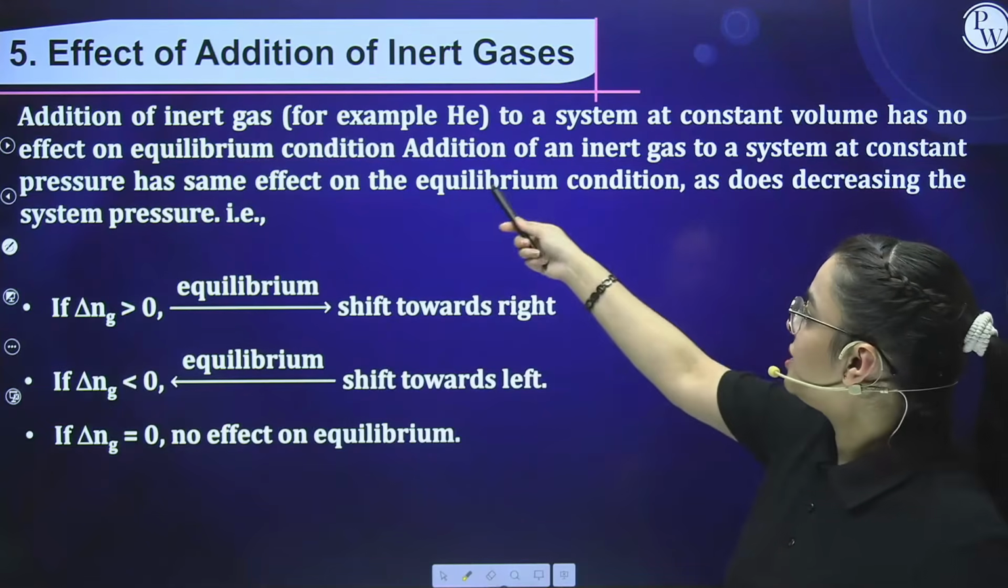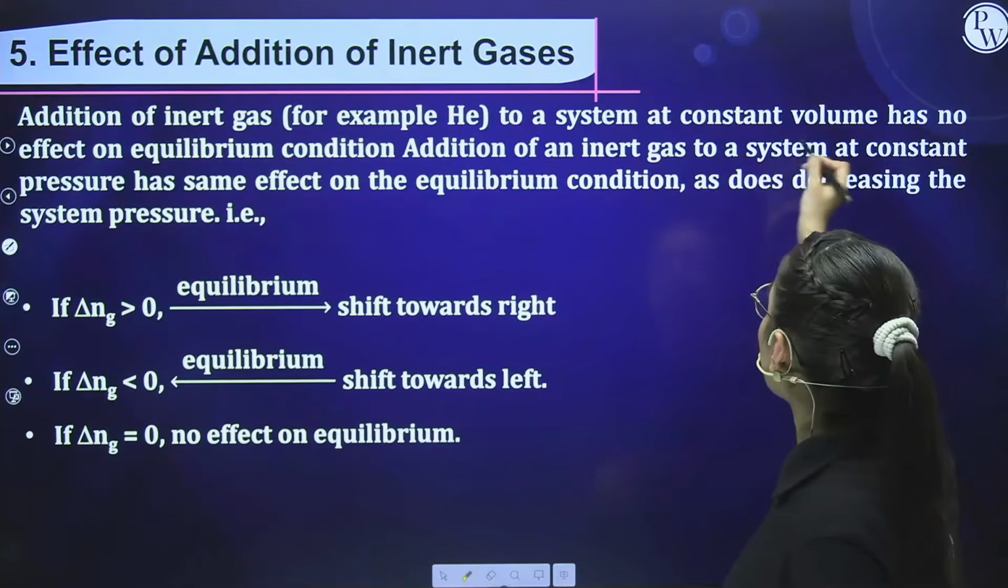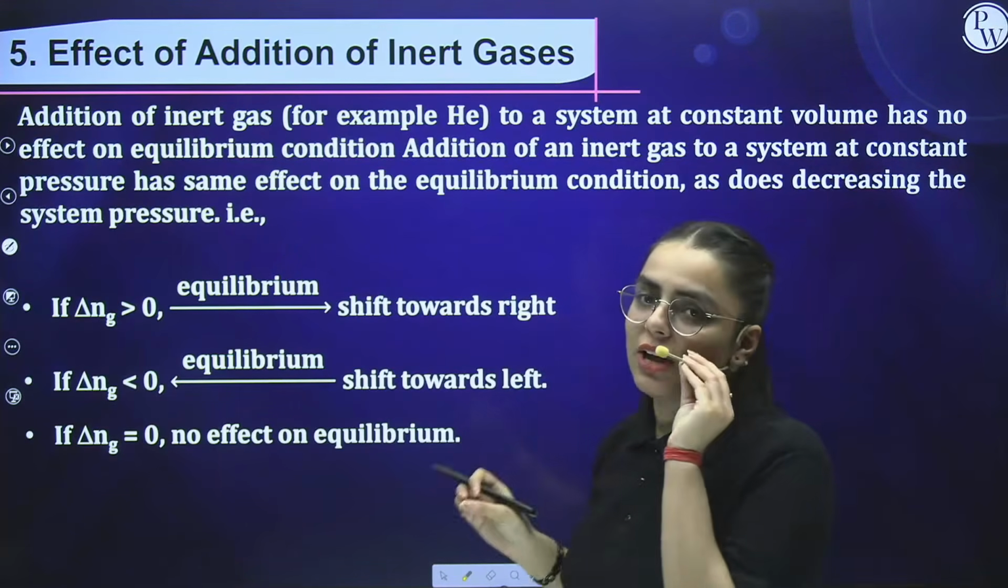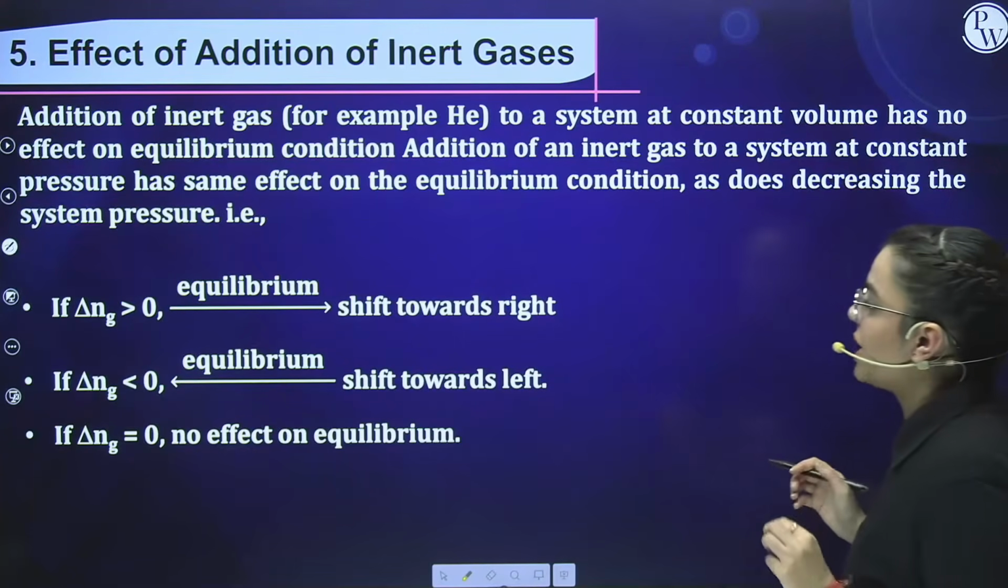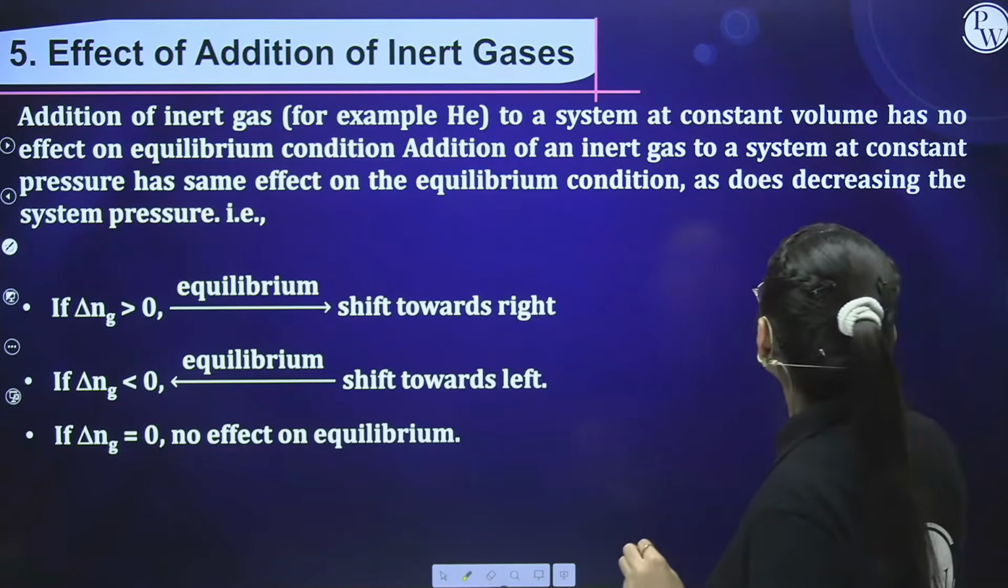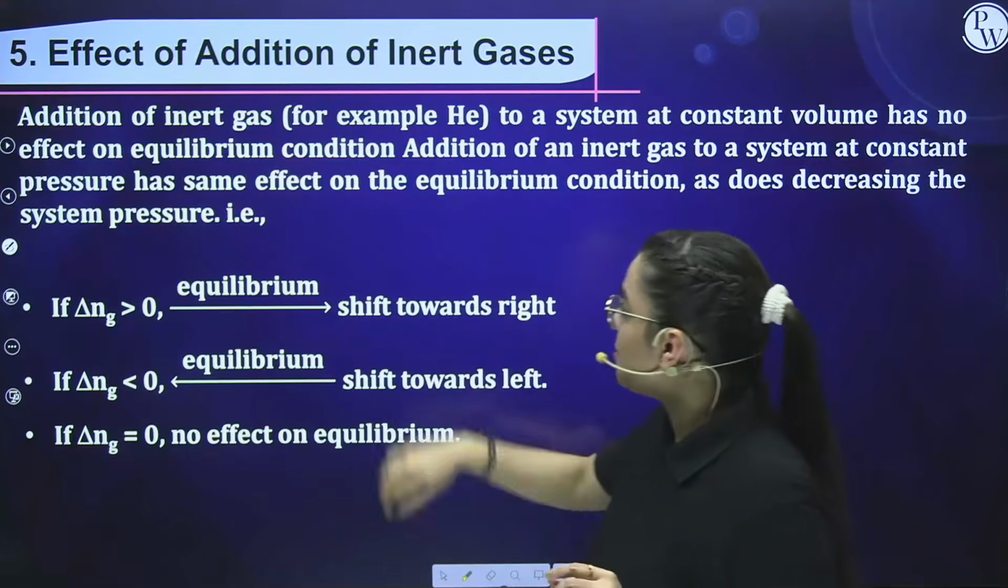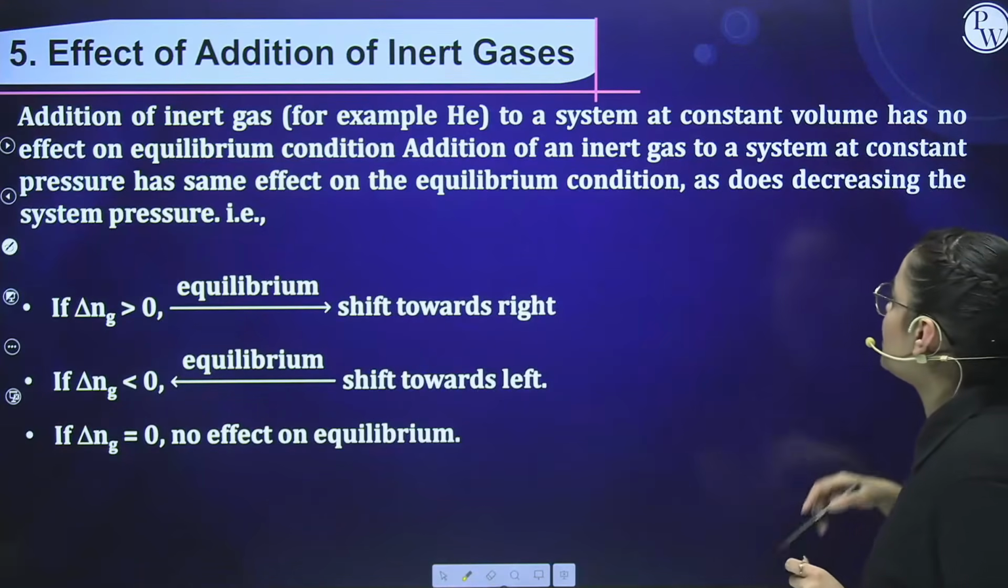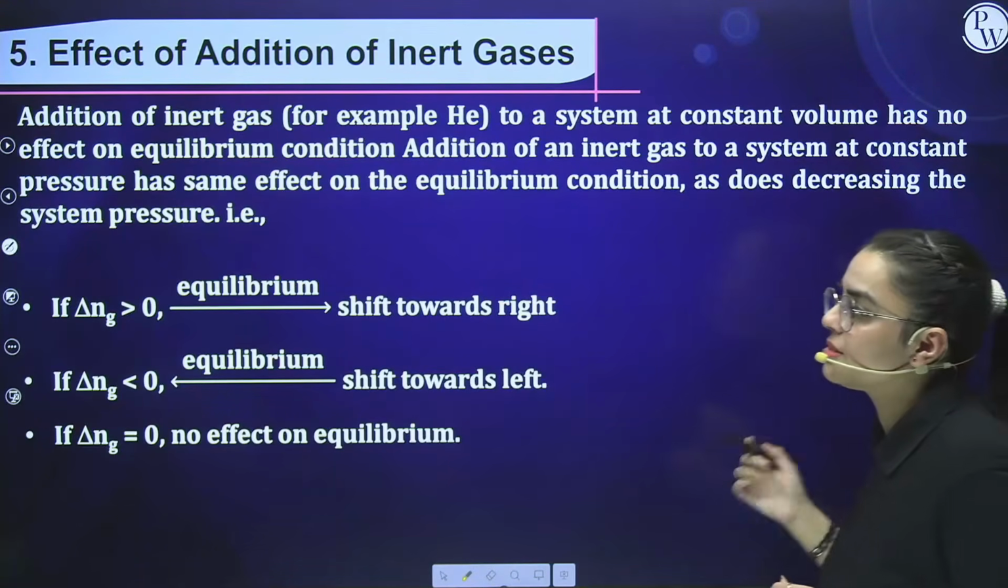The addition of inert gases, for example, helium to a system at constant volume has no effect on the equilibrium condition. Addition of inert gases to a system at constant pressure has the same effect on the equilibrium constant as does decreasing the system pressure.